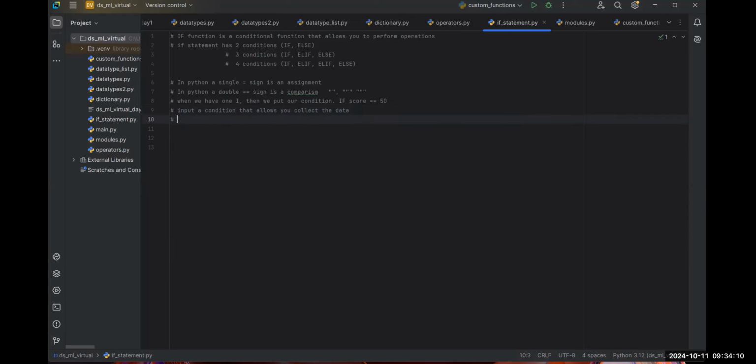So we said that you cannot perform arithmetic operation with string. Okay? You can only do type conversion or type casting or casting, as the case may be.